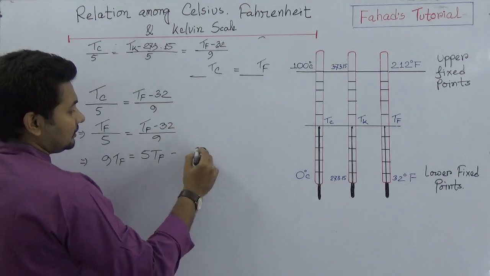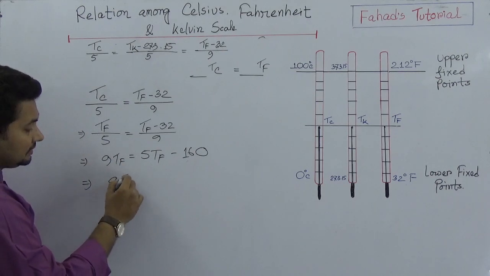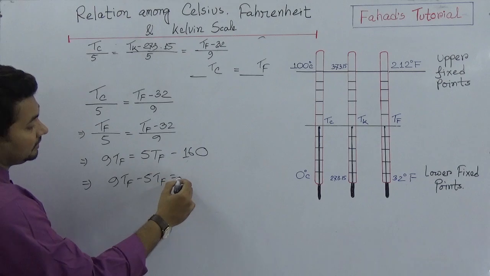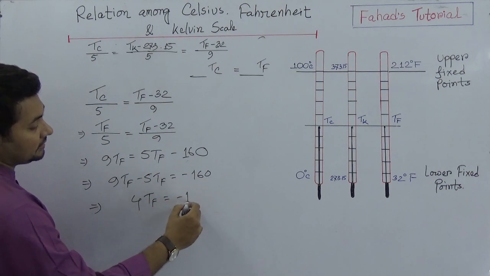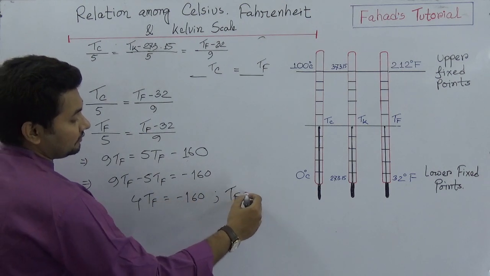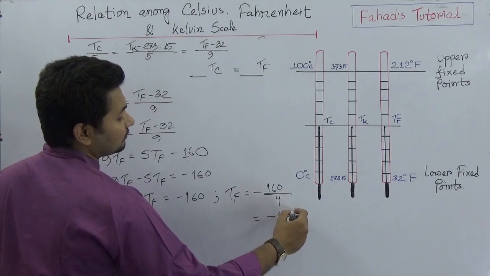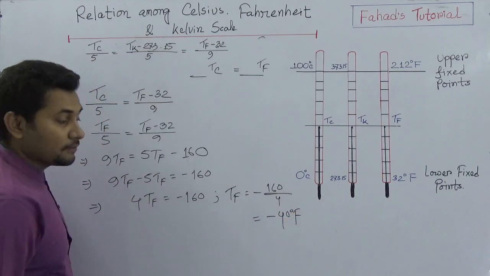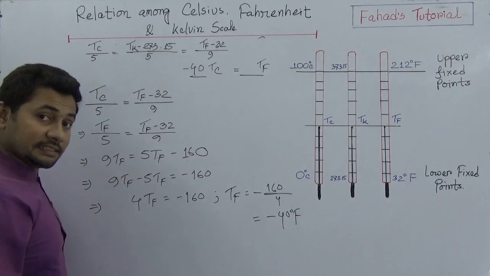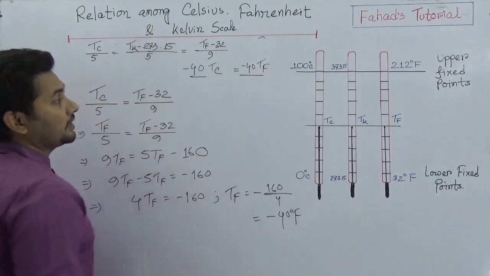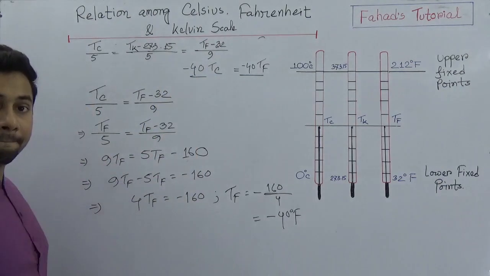5Tf minus 160. Now if I just make it over here, 9Tf minus 5Tf is equal to minus 160. So we can say here 4Tf is equal to minus 160. So Tf is equal to minus 160 by 4, which is actually minus 40 degree Fahrenheit. So minus 40 degree Celsius is equal to minus 40 degree Fahrenheit. So at this temperature, both are the same. Okay?